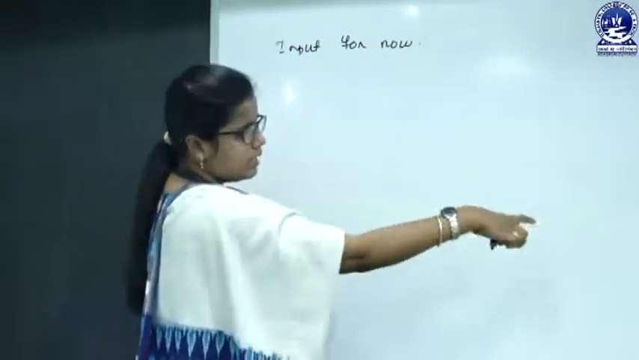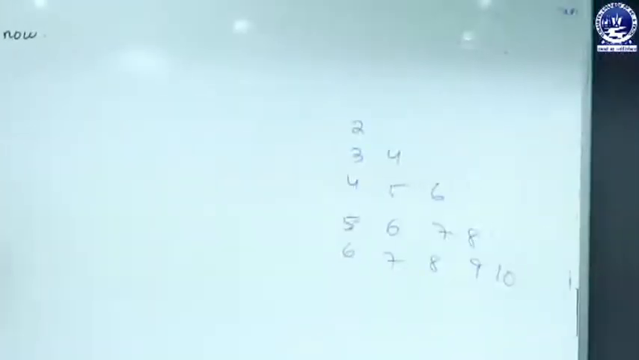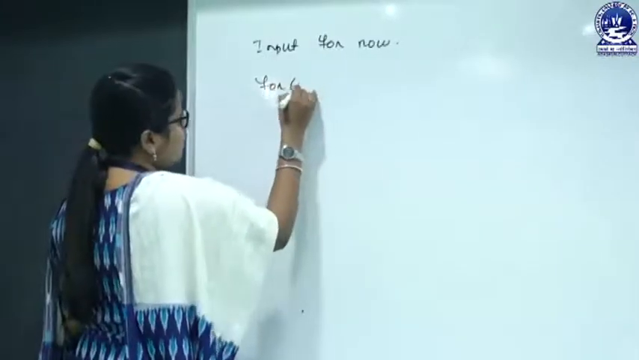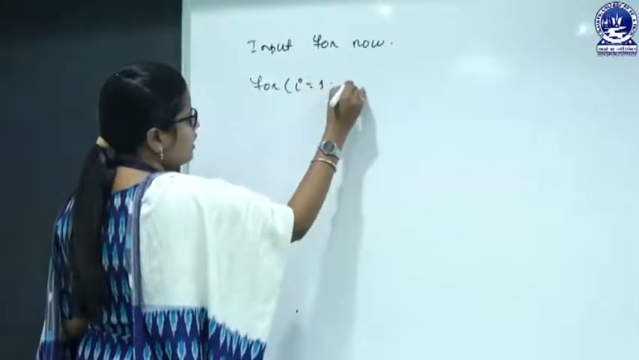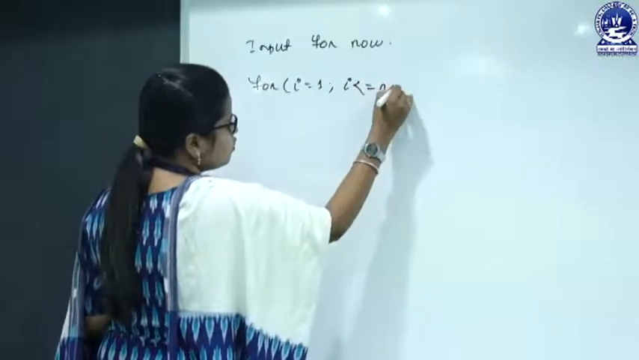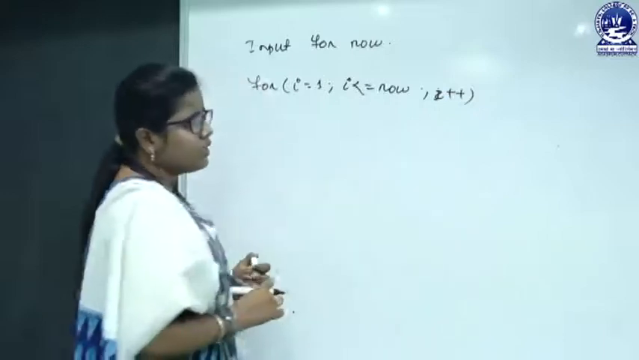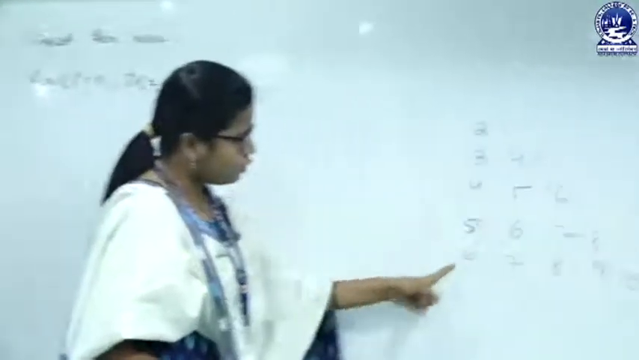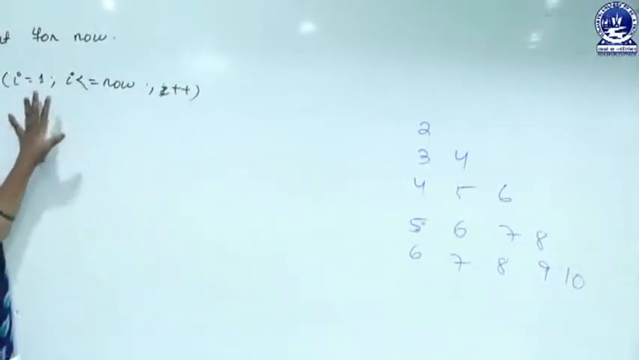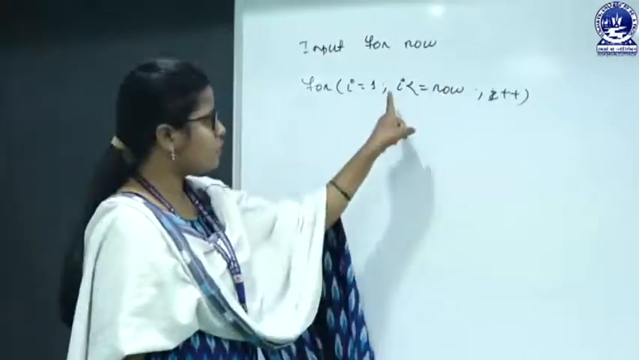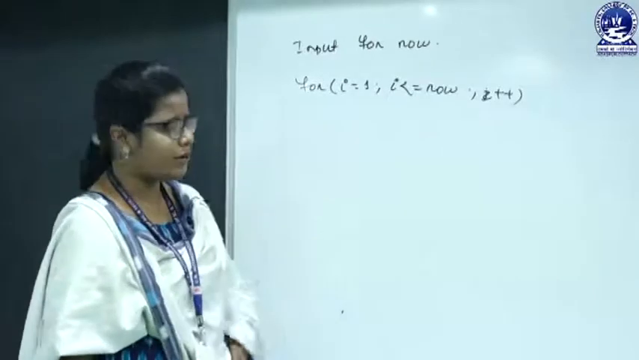Suppose here I have taken 5 number of rows, so row will be 5. Then we will go for printing this. So for I equals to 1, I less than equals to row, I plus plus. So here I will go up to 1 to 5. If row is 5, I will start with 1 and end with 5. So that's why I less than equals to 5.